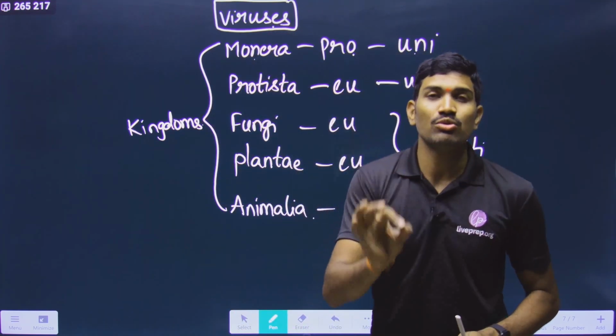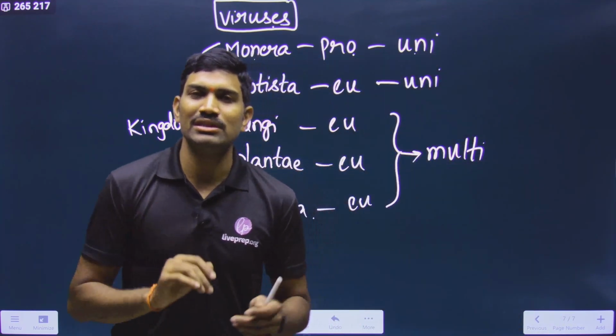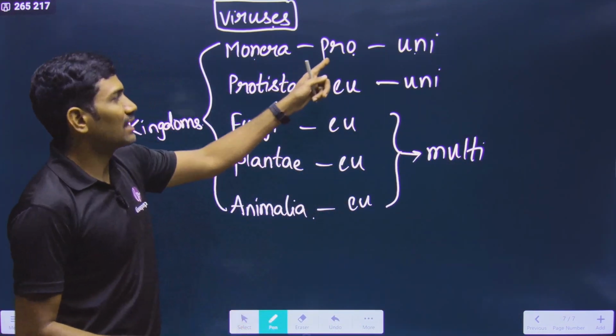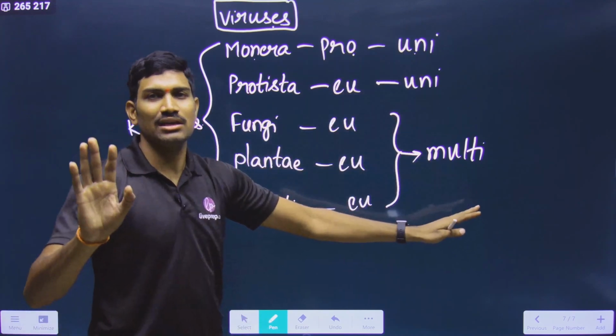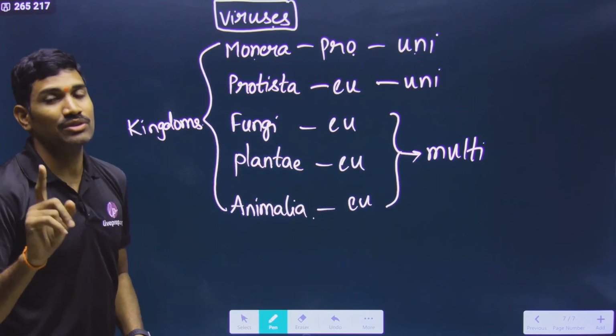So viruses do not have the basic unit of life called a cell. Cell is not present in viruses, so they do not come under unicellular and multicellular. They are not part of these kingdoms. Viruses are placed separately, so please observe carefully.